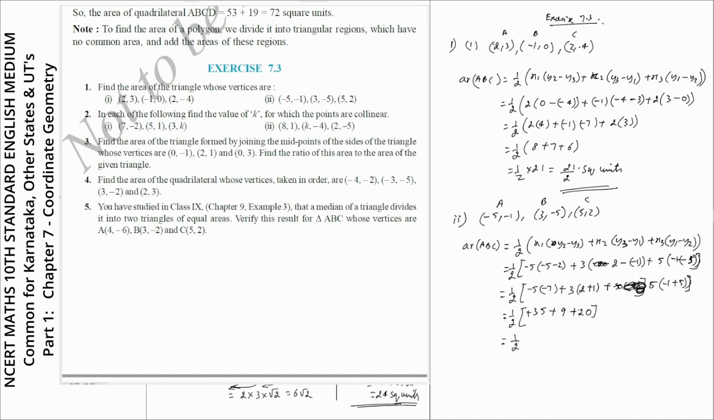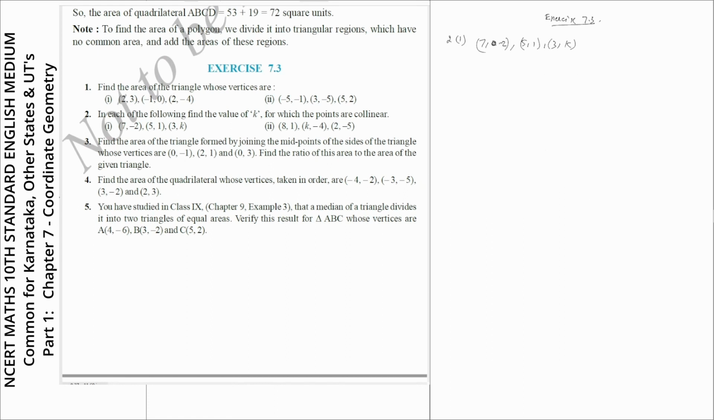So 35, 30, 40, 50, 59, 60, 64. So 1 by 2 into 64 I'll get. So I can divide, 2 3s are 6, 2 2s are 4. So 32 square units is the area of the triangle ABC.